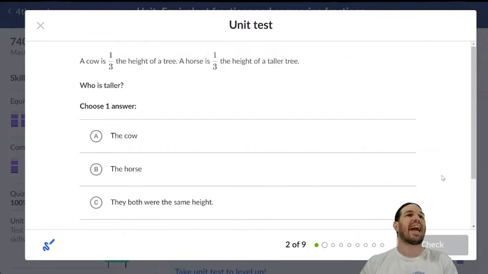Question 2. A cow is 1/3 the height of a tree. A horse is 1/3 the height of a taller tree. Who is taller? Well, they're both 1/3, but the one that's 1/3 as tall as a taller tree is going to be taller. We will talk a lot about scaling and proportions later on down the line.